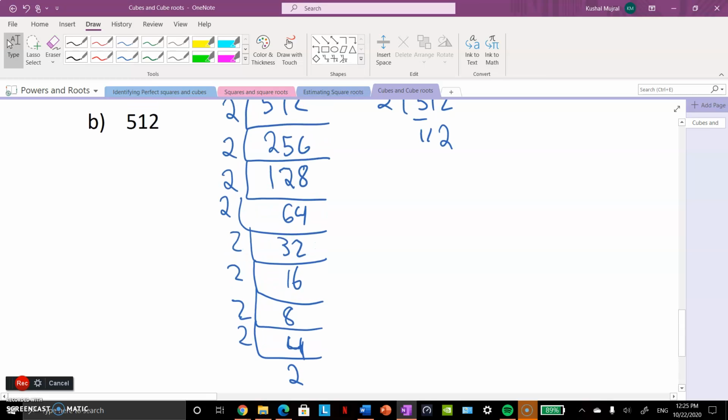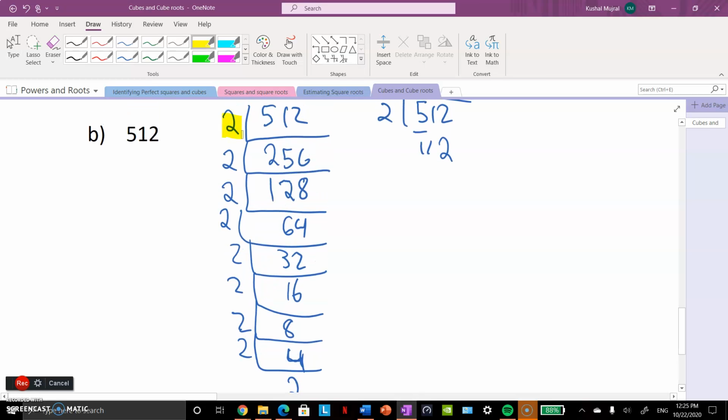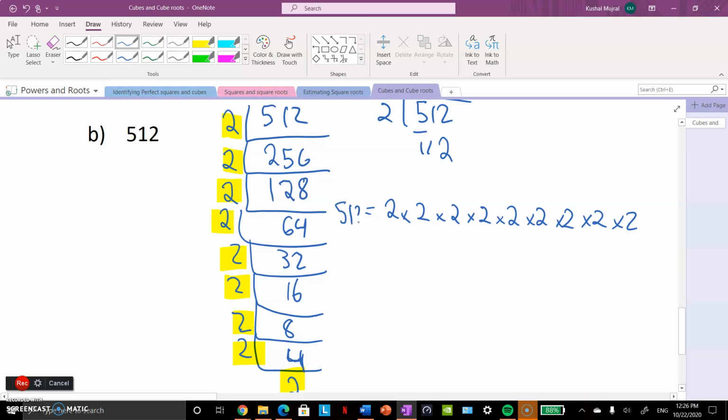So let's see how many 2's that is. There's 1, 2, 3, 4, 5, 6, 7, 8, 9. Okay, so we're going to write 2 times 2 times 2 times 2 times 2 times 2 times 2, 9 times. So 1, 2, 3, 4, 5, 6, 7, 8, 9. This equals 512. Okay, so we can separate this into 3 pieces.